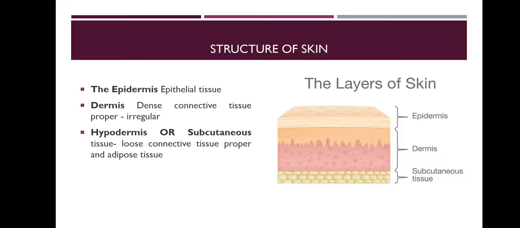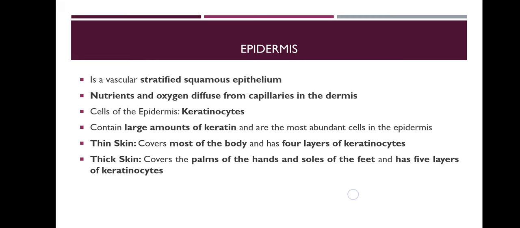There are three parts: the epidermis, which consists of epithelial tissue; the dermis, which consists of dense connective tissue; and the hypodermis or subcutaneous tissue, which contains loose connective tissue. Here you can see this is the epidermis layer, this is the dermis layer, and the last layer is called the subcutaneous tissue. Next, what is the epidermis?